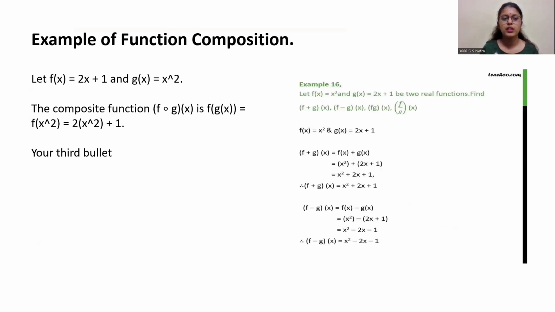Next is the example. Let f of x equal 2x plus 1 and g of x equal x power 2, or x squared. The composition function f ∘ g of x is f of g of x, which is equal to f of x squared, which is equal to 2 into x squared plus 1.